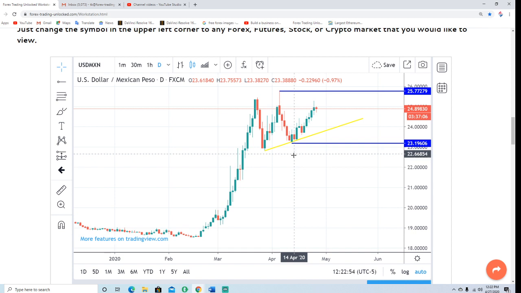Right now, they've run their course, and right now we're just looking for something to happen. So never just trade the trade.